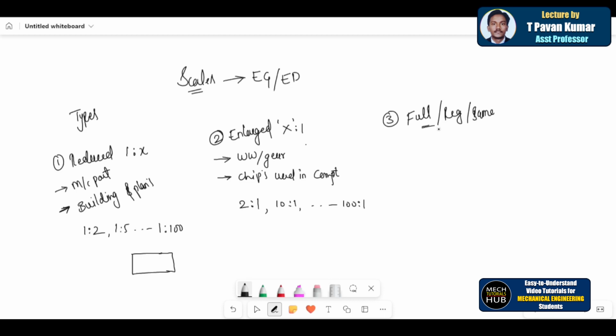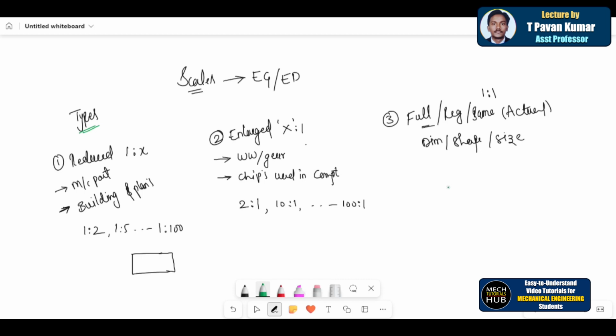Similarly, the third one is full scale, meaning whatever the dimensions or shape and size are given, it will fit the size of the paper. There is no problem showing it on a sheet of paper at the actual dimensions, nothing but actual dimensions. In such a case I call it 1:1. So we are not going to reduce, we are not going to increase the dimensions. These are the three types of scales.